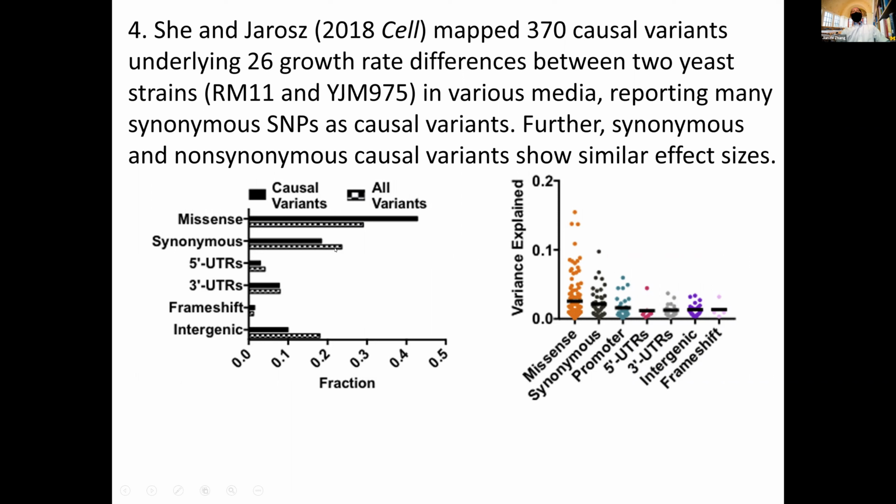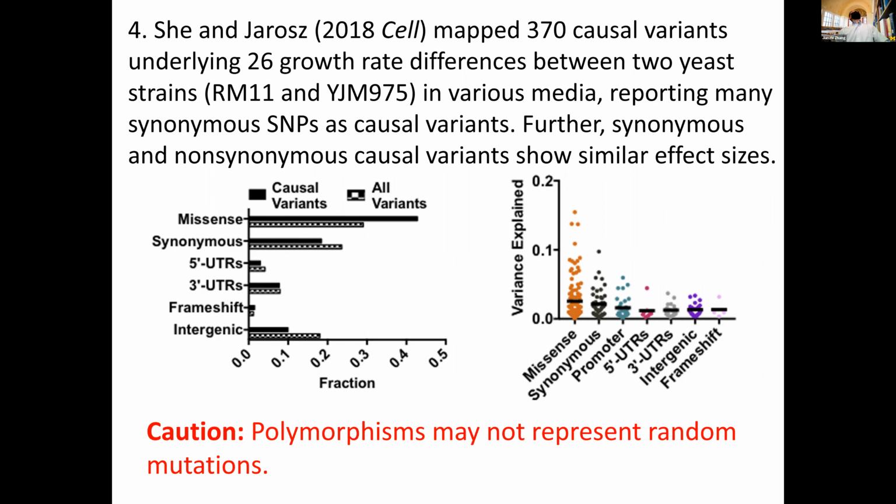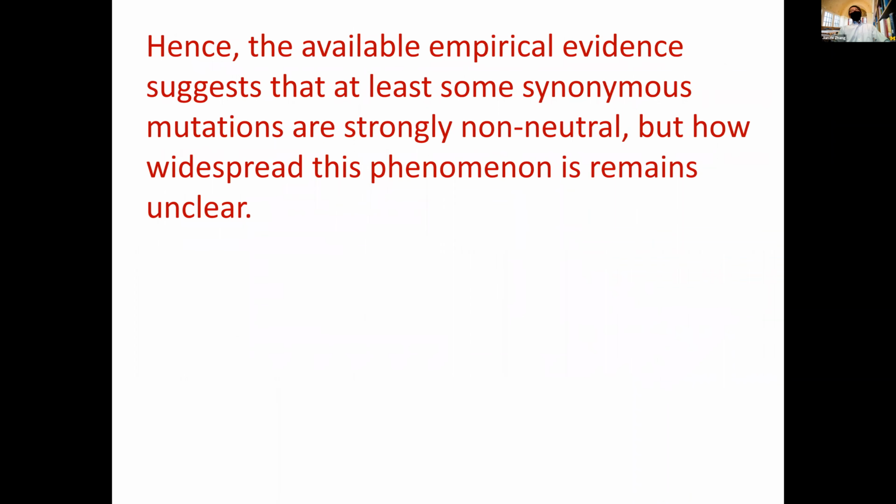So they found a lot of causal mutations that are synonymous, shown here by the black bar. And also, when they compare the effect size, they found that the effect sizes of non-synonymous mutations and synonymous mutations are not very different. Okay, but again, this is a polymorphism. They are not representing all mutations, but still indicating a lot of synonymous polymorphisms have fitness effects, because the trait is growth rate, right? That's fitness. So the available empirical evidence suggests that at least some synonymous mutations are strongly non-neutral, but how widespread this phenomenon is remains unclear.